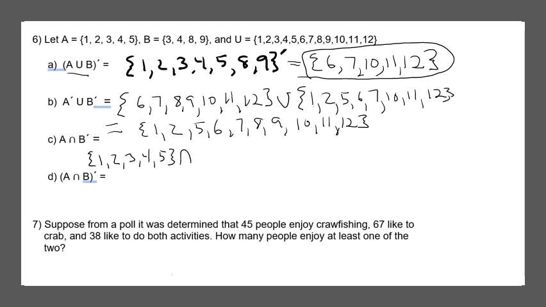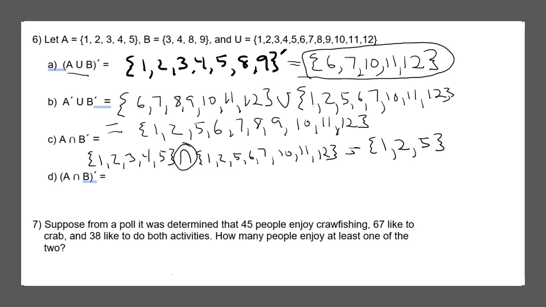Now, the complement of B, we already determined, was 1, 2, 5, 6, 7, 10, 11, 12. Now, what do these two sets have in common? They have a 1 in common. They have a 2 in common. They don't have the 3. They don't have the 4. They have the 5 in common. And that's what they have in common.